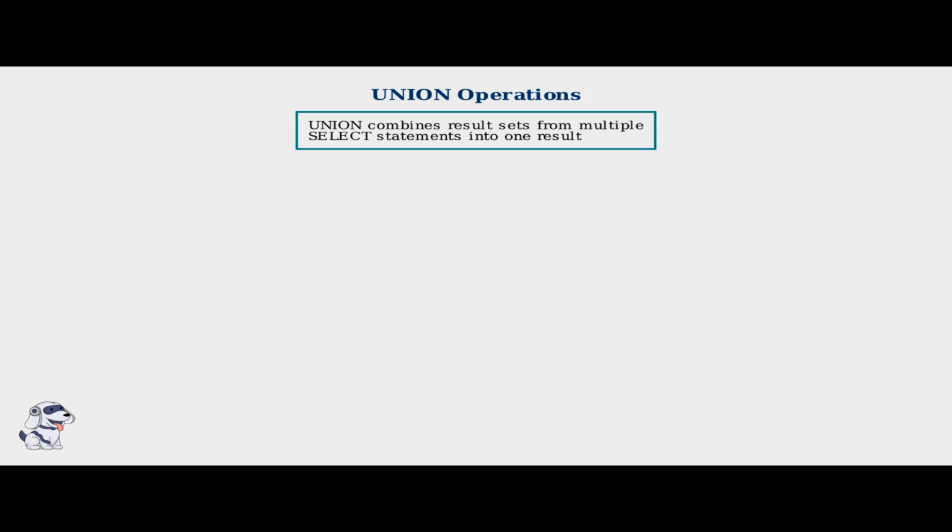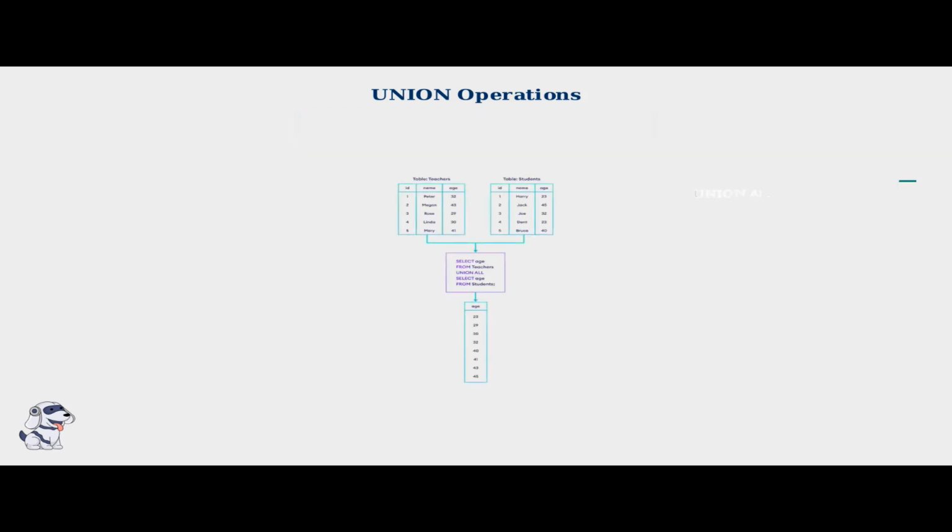Now let's look at union operations. Union combines the result sets of two or more select statements into a single result set, eliminating duplicate rows. Here's a practical example of union. We have separate tables for teachers and students, and we want to combine all ages into a single list.